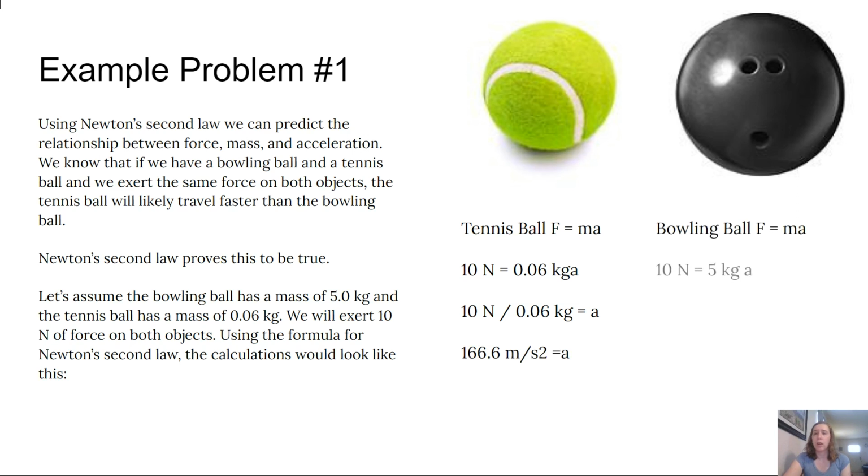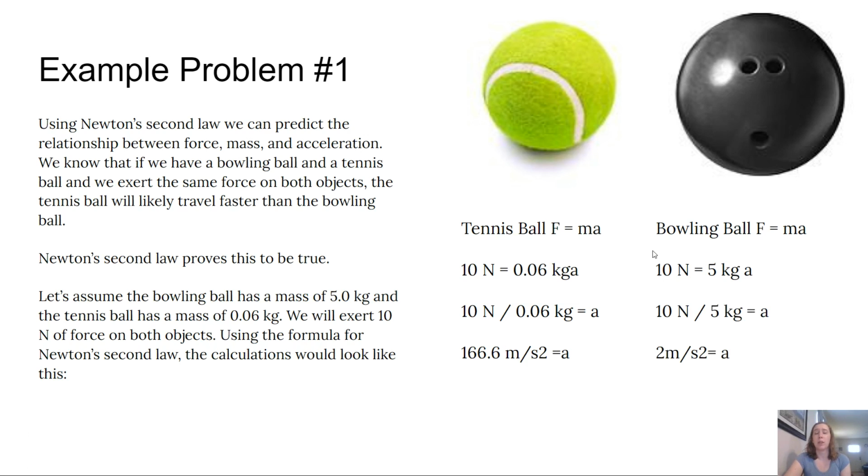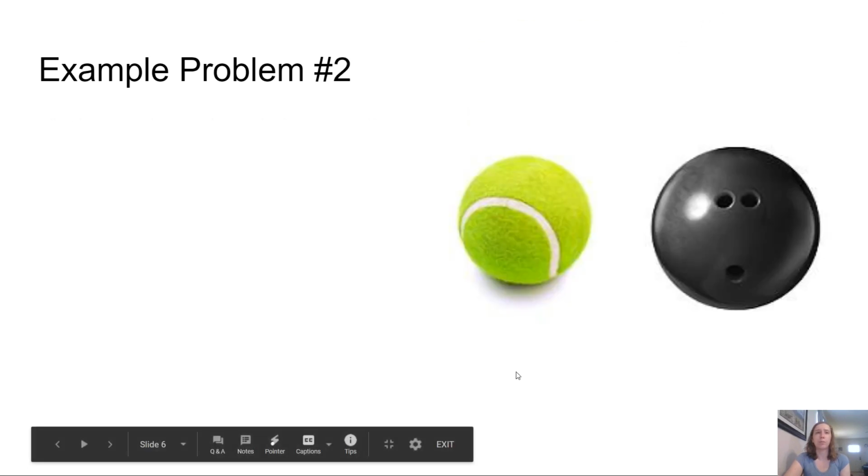Bowling ball, using the same equation: 10 newtons applied for force equals a mass of 5 kilograms times acceleration. 10 divided by 5 is going to give us an acceleration of 2 meters per second squared. So you can see the tennis ball accelerates much faster than the bowling ball.